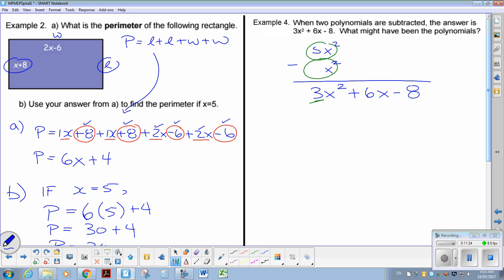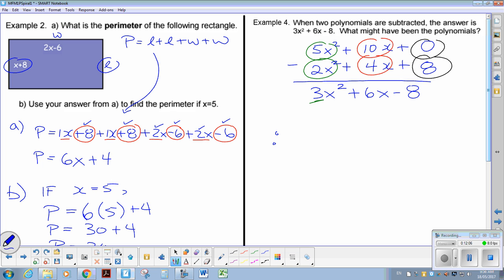So for example, if I had 5 take away 2, that would give me 3x squared. All right. I'm going to put plus signs in there. So now I have to figure out how much x take away this gives me 6. So you're looking for any two numbers that when you subtract them, they give you 6. So 10 take away 4, 6x plus. Now I'm looking for two numbers that when you subtract, they give you negative 8. So we could say 0 take away 8 gives us negative 8.